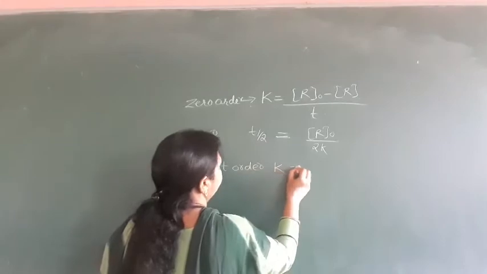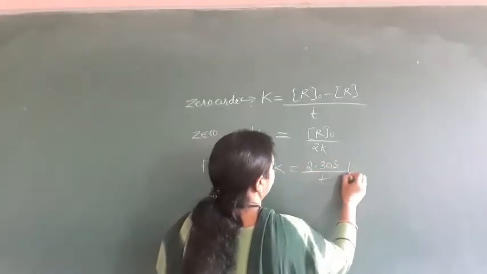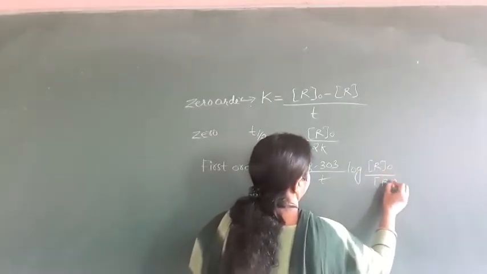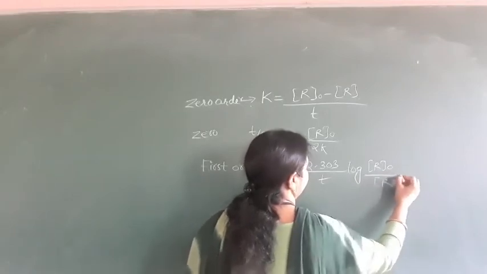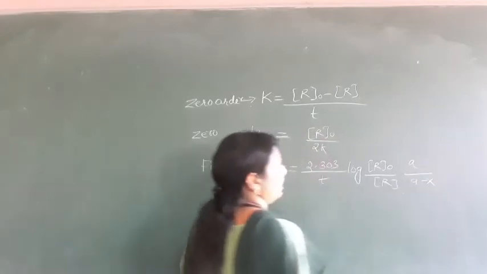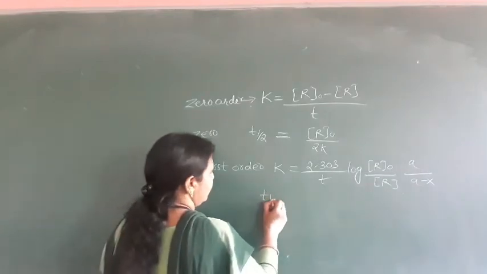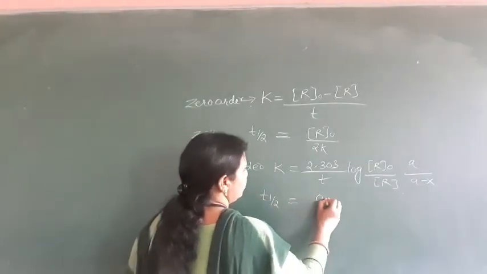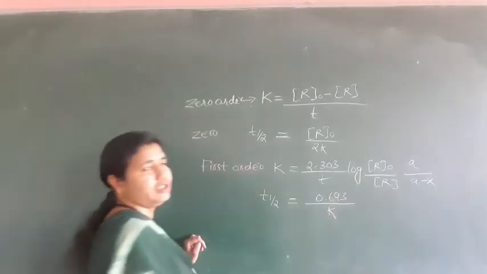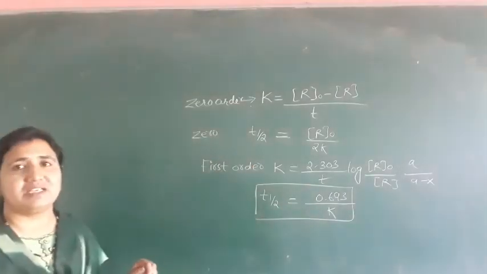And for first order reaction, what is the formula we have? K is equal to 2.303 divided by t, log R naught by R, or in another way we can say, instead of R naught by R, a divided by a minus x. These two formulas. Again for first order reaction, t half is equal to 0.693 divided by K, the rate constant. So you should be perfect in these formulas. Based on these formulas only they will ask the question here.